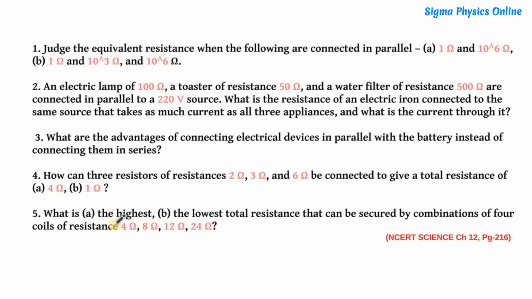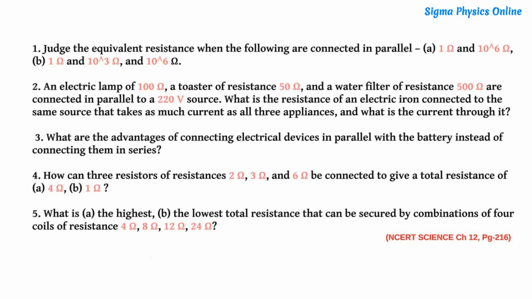The third question is, what are the advantages of connecting electrical appliances in parallel with the battery instead of connecting them in series? The fourth question is, how can three resistors of resistance 2 ohm, 3 ohm and 6 ohm be connected to give a total resistance of bit A 4 ohm, bit B 1 ohm? And the fifth question is, what is bit A the highest and bit B the lowest resistance that can be secured by a combination of 4 coils of resistance 4 ohm, 8 ohm, 12 ohm and 24 ohms?